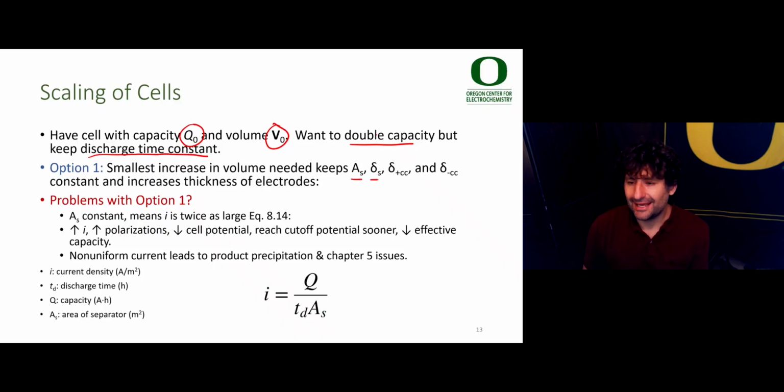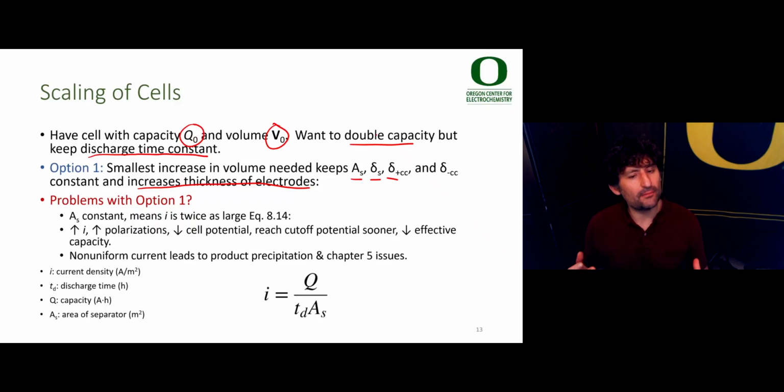So option 1 that you could design for would be the smallest increase in volume needed that keeps area and delta of our ancillary components, the current collectors and the separator, constant, and increases essentially only the thickness of the electrode. So let's just increase the active components of the cell.